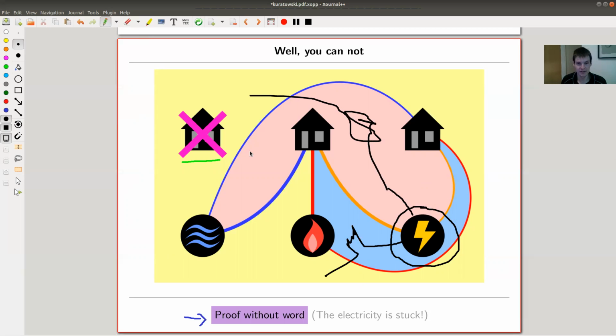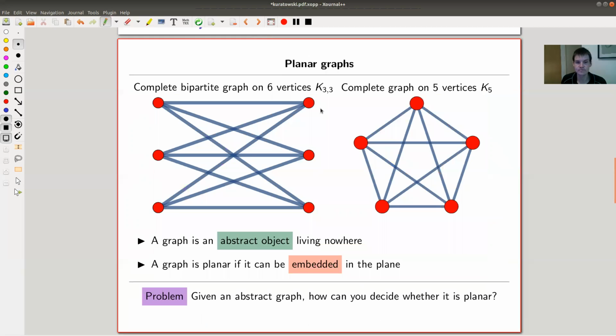Well, that was the puzzle, and the answer to the puzzle is no. Okay, so we just solved the puzzle. So what? Turns out that this is actually a beginning of a very important milestone, as I said, in graph theory. So let's have a look at a more formal description.